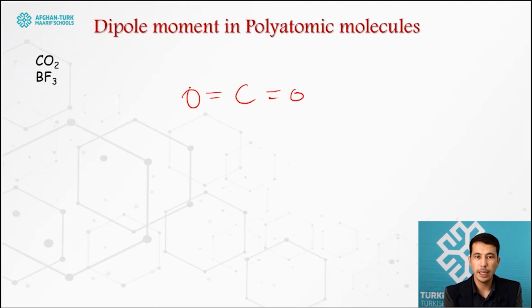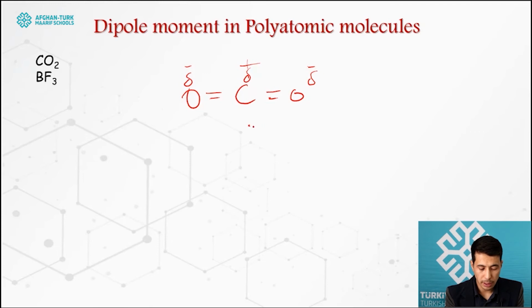It's a linear geometry. It has a 180-degree angle. Now, if we want to show the electronegativity difference, we know that carbon is 2.5 and oxygen is 3.5. The electronegativity difference is 1, so it's very high. So we can say that this end is partially positive, and these ends are partially negative.